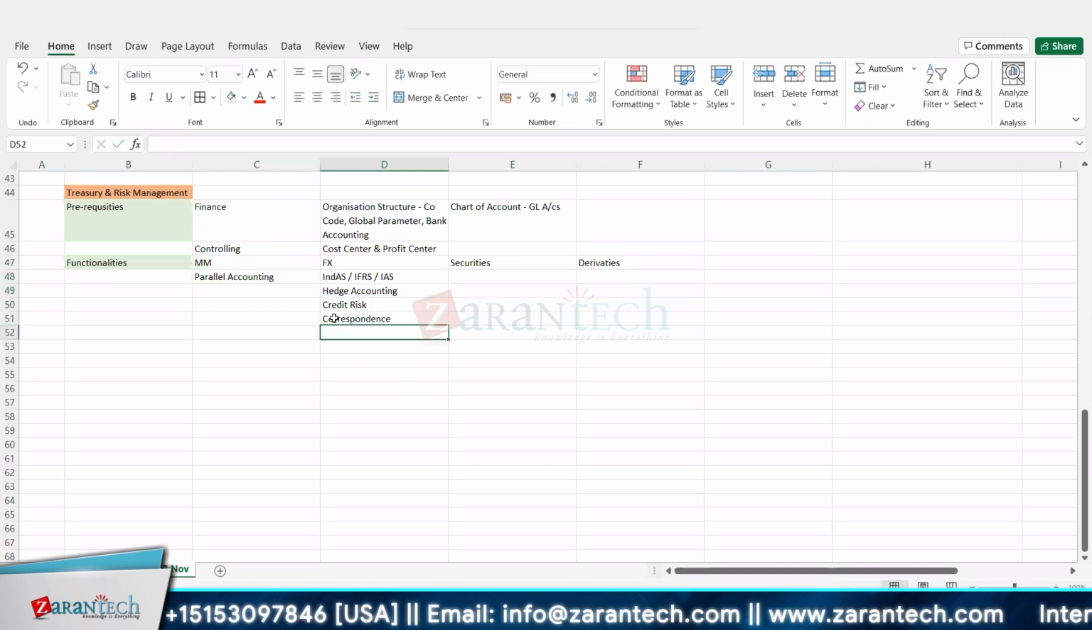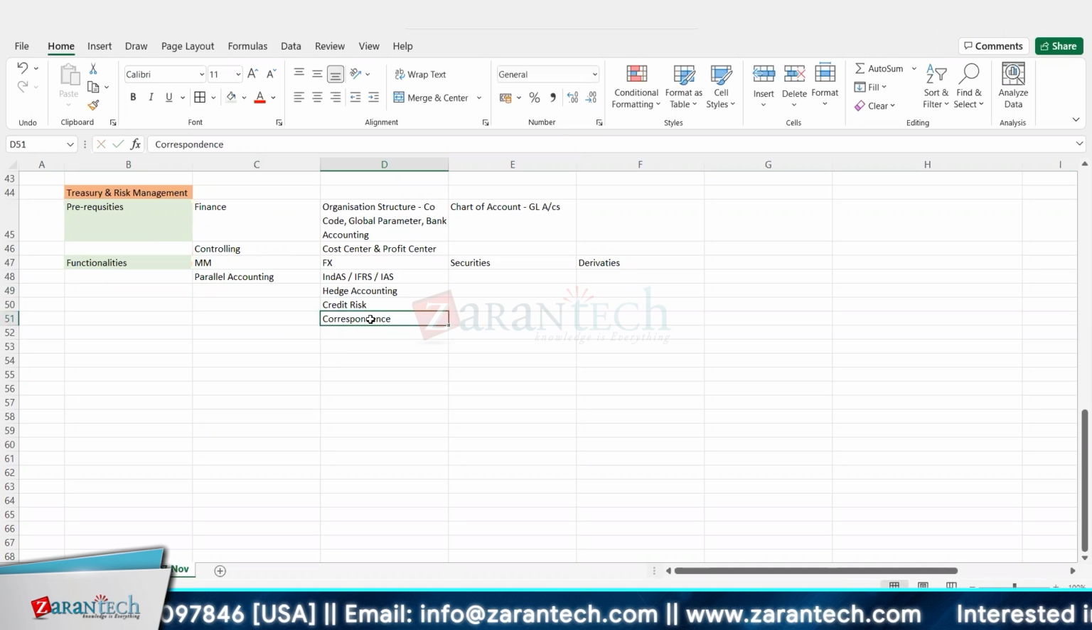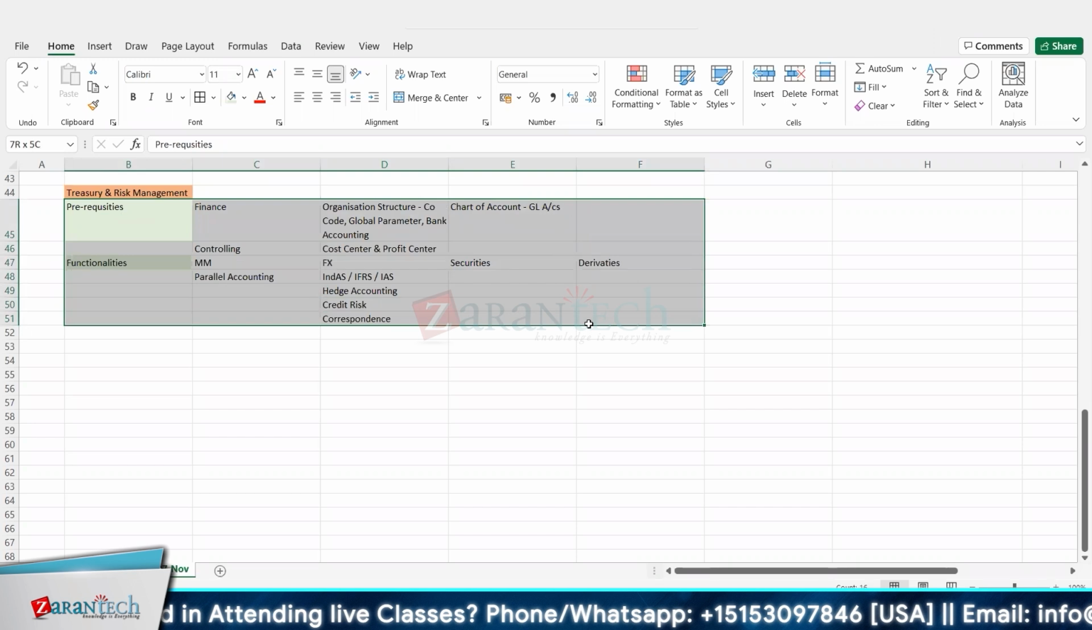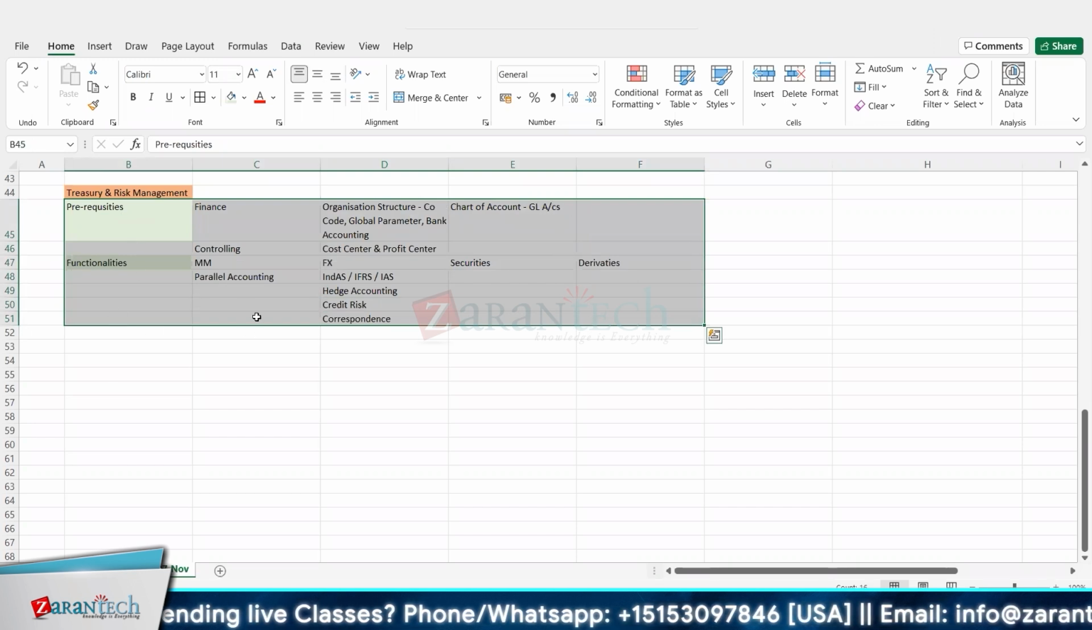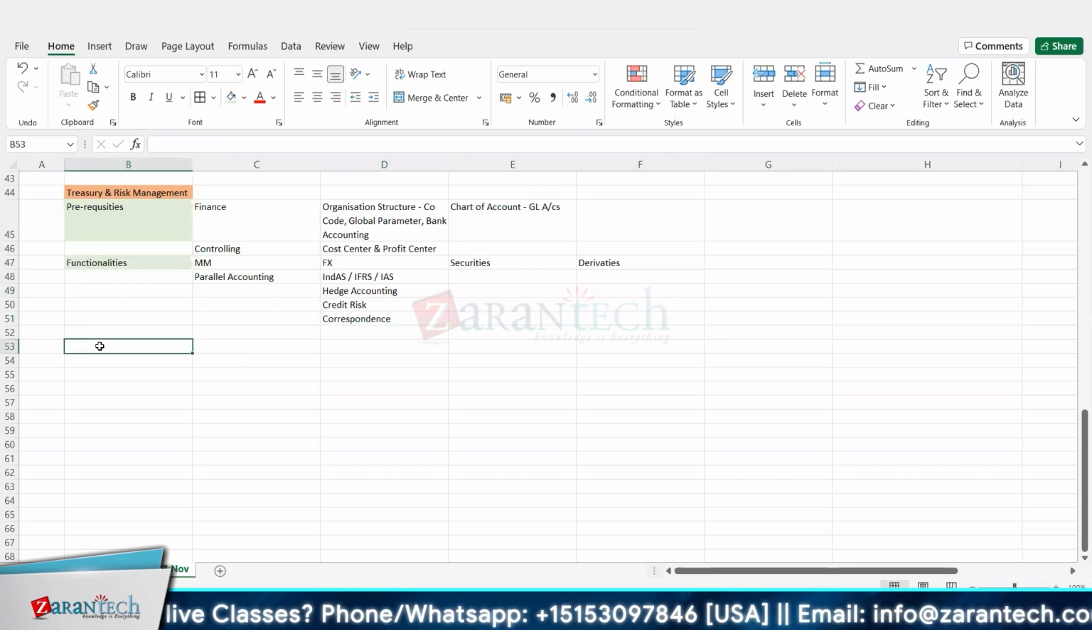Suppose you want to have correspondence with the bank, meaning you want to send an intimation to the bank, or you want to send a notification to your internal stakeholders from the treasury module, you would be able to do that. So correspondence is supported by treasury. Okay. So these are the prerequisites and high level functionalities.